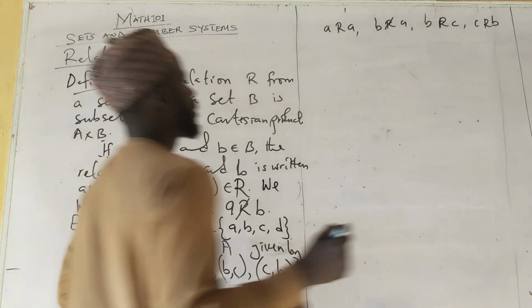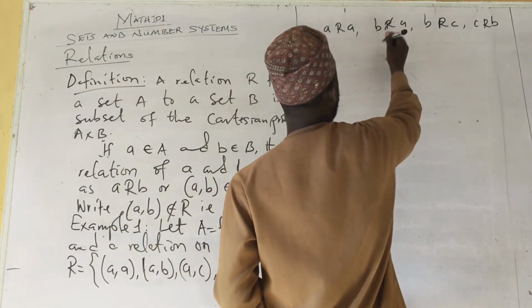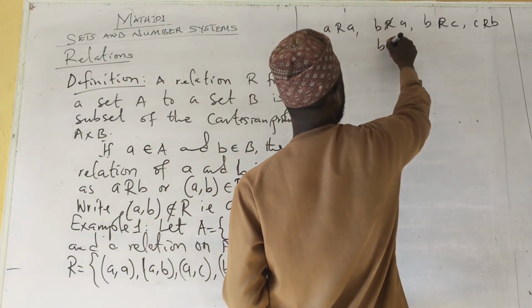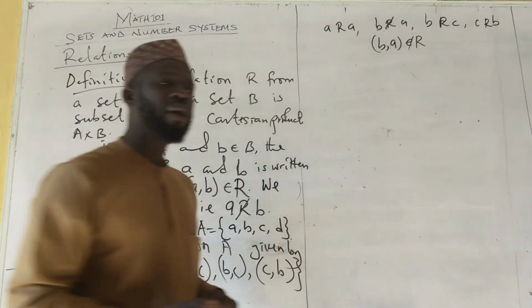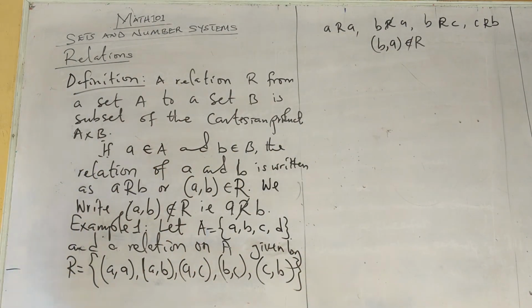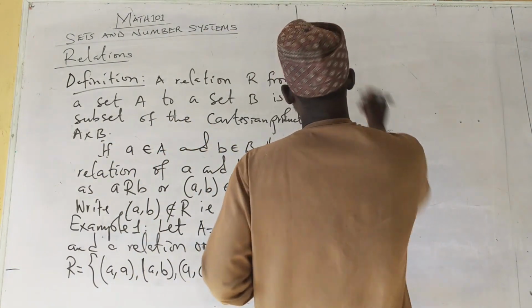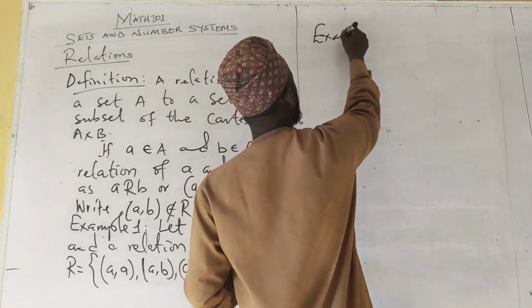And so one can quickly simply write this as (A, B), comma, A is not in R, meaning it's not a member of R. And so B is not related to A under this relation. So we now give example 2.